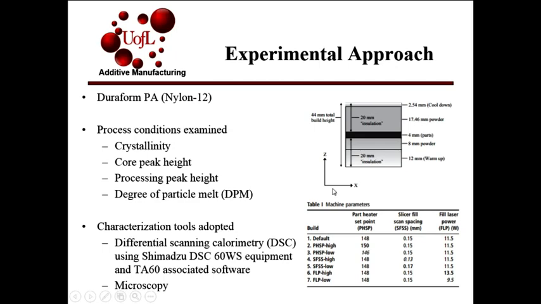On our right, this is a typical build cross-section of the samples, and the table down here lists the machine parameters, with the first line showing the default and the rest of them showing the high and low settings of the part heater set point, slicer fill scan spacing, and fill laser power respectively.